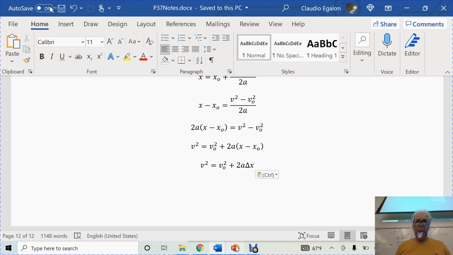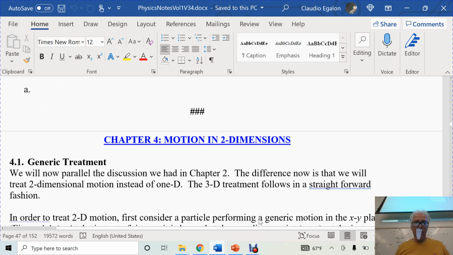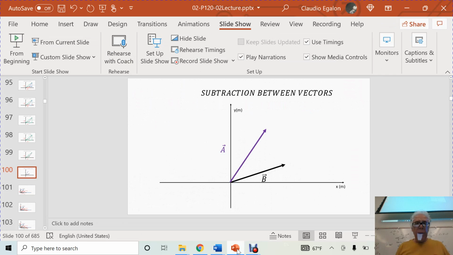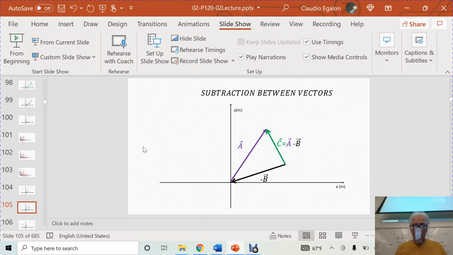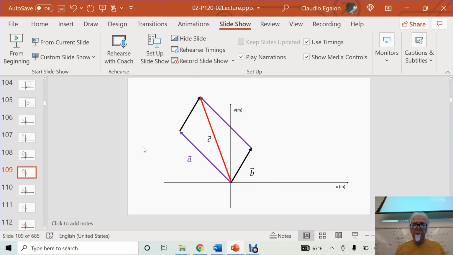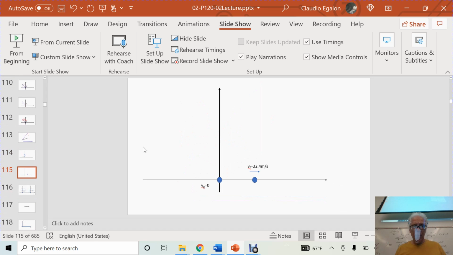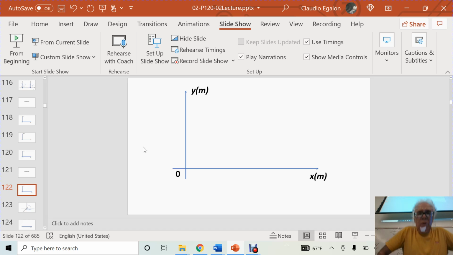And let's take a look at the physics notes. Okay. Let me get the PowerPoint here. We did that. Yep, we did that. 1D motion graphs. 2D motion graph. Okay. Now let's start with 2D motion. Two-dimensional motion.